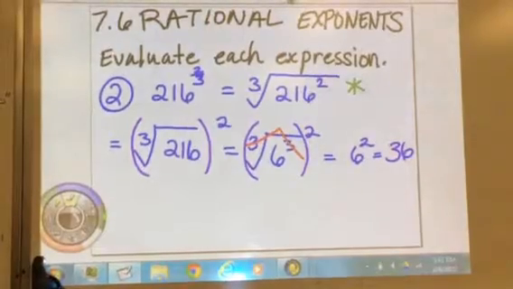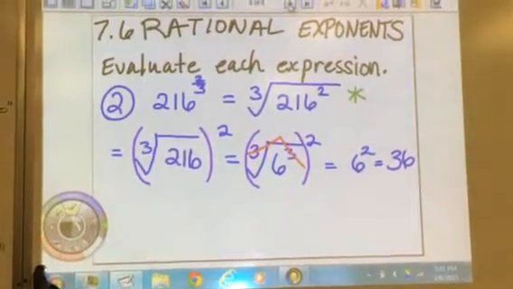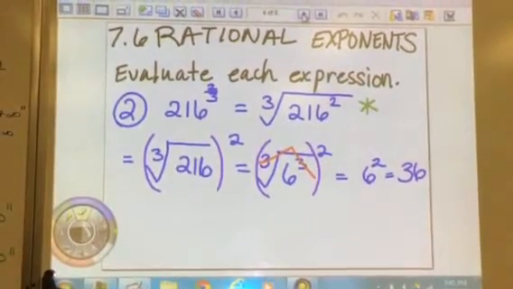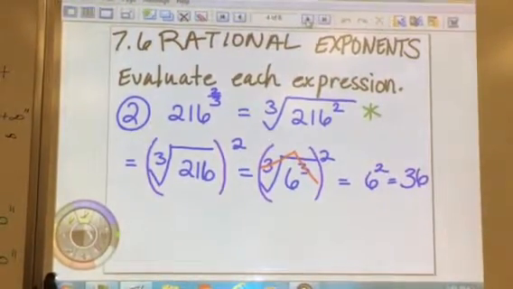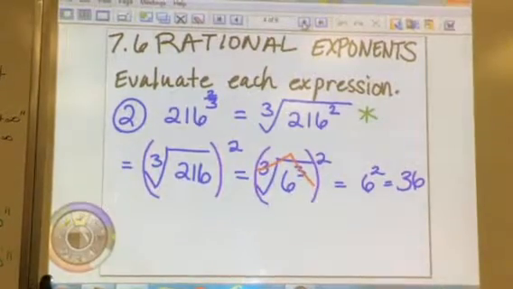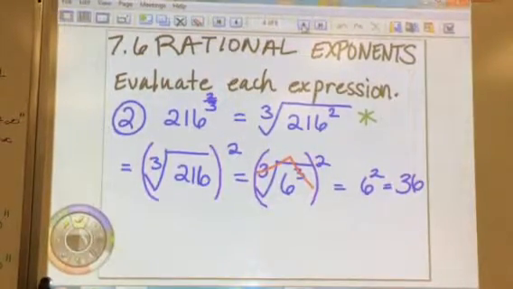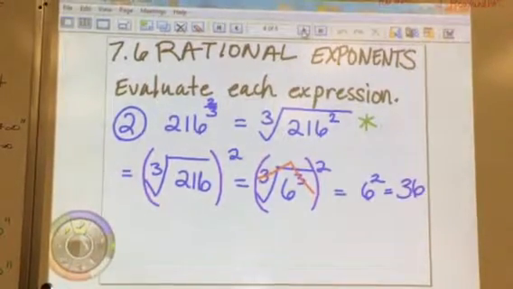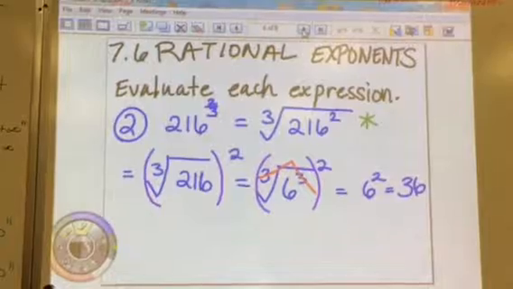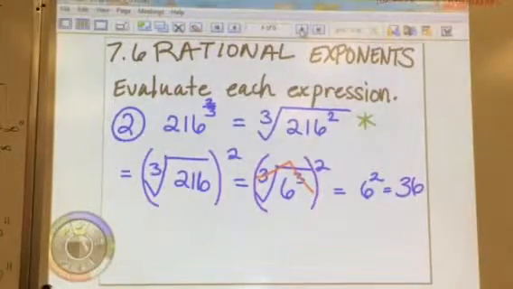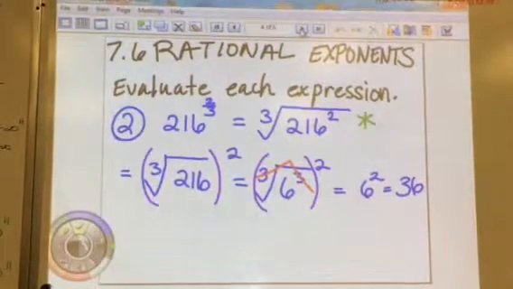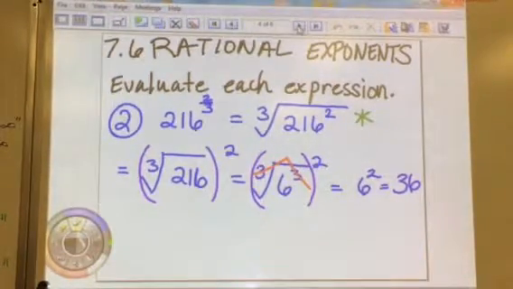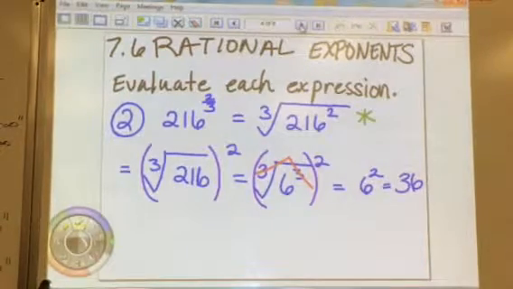And if we were to evaluate 216 to the 2/3 power, you can write that as a radical. I've got that green star because you have two options. You can write it as that 3rd root of 216 to the 2nd power. If you did 216 to the 2nd power, it would be an extremely large number. You can also take that power outside of that 3rd root.